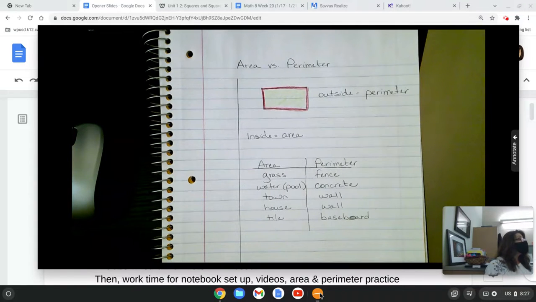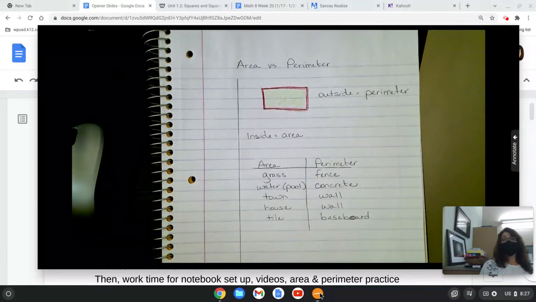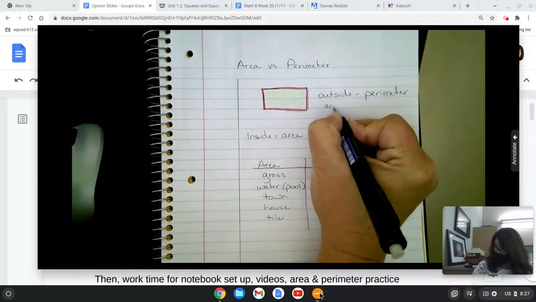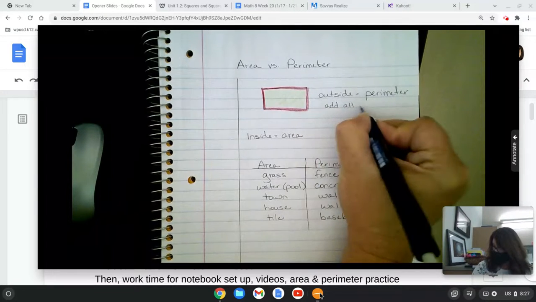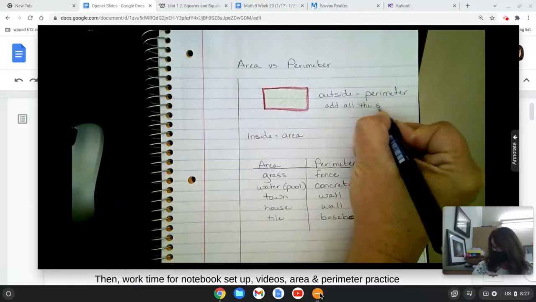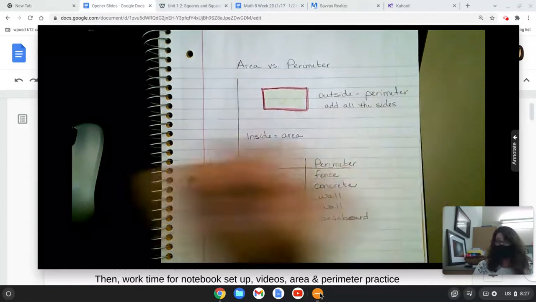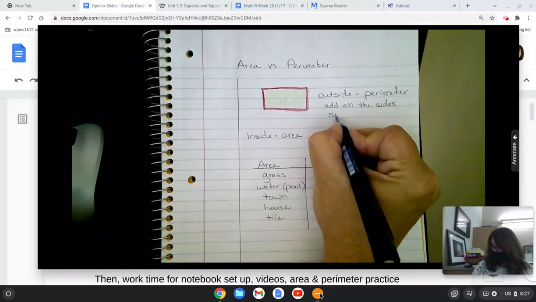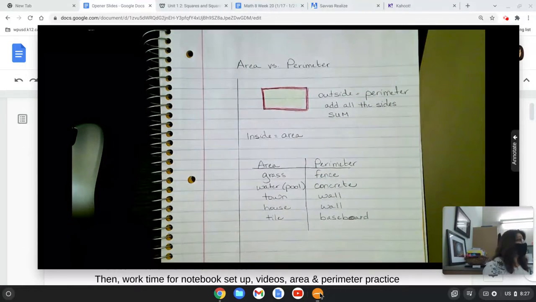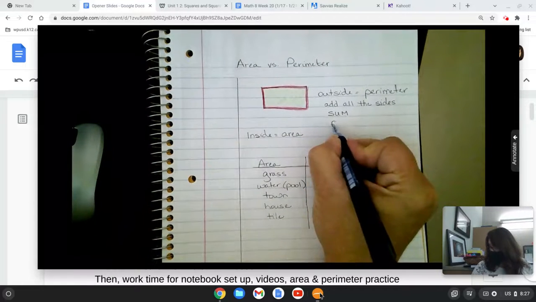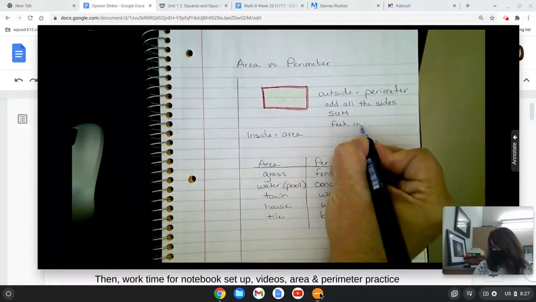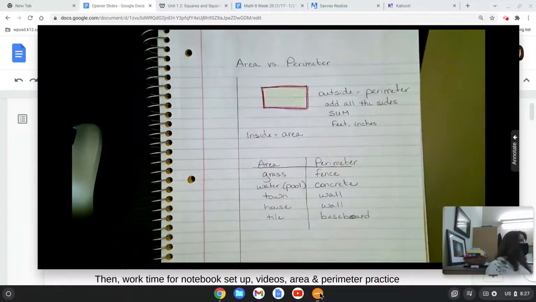So perimeter, how do we get it? You have studied perimeter in elementary school. How do you get it? How do you calculate it? Yes, sir. You just add up all the sides. Add all the sides. Okay? It's a big old sum, isn't it? Isn't that how we get perimeter? And then we measure perimeter in feet, inches, stuff like that.